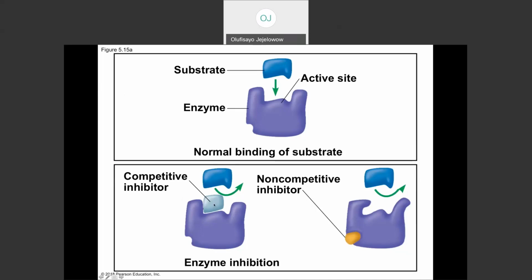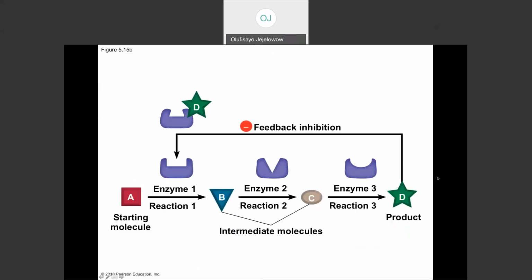And the non-competitive inhibitor binds to a different site and changes the shape, and the shape no longer fits the normal substrates, and so the reaction is placed on hold until somehow by other molecular attraction the non-competitive inhibitor is dislodged from the enzyme.